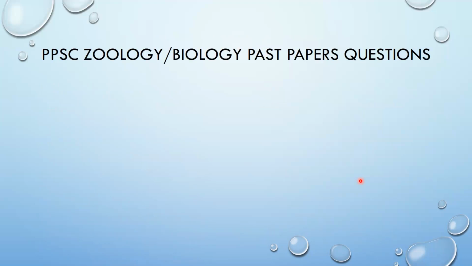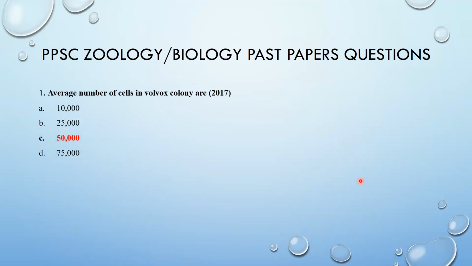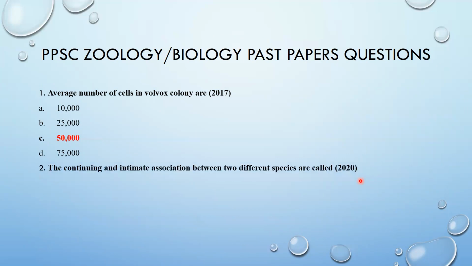Now we have some past paper questions from the PPSC zoology or biology exams. The first one is, average number of the cells in volvox colony are 50,000. And this question has been taken from the PPSC zoology paper 2017. Number 2, the continuing and the intimate association between the 2 different species is called symbiosis. And this question has been taken from the PPSC zoology paper 2020.